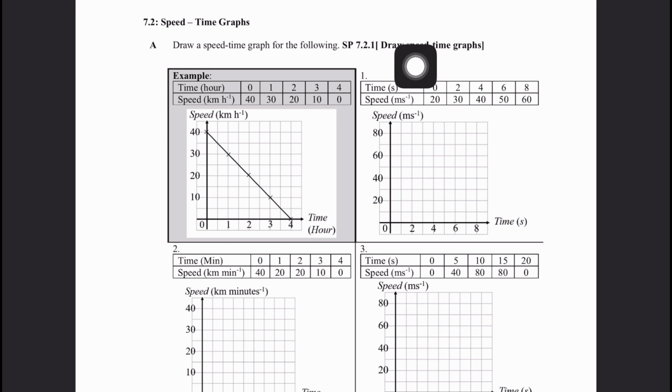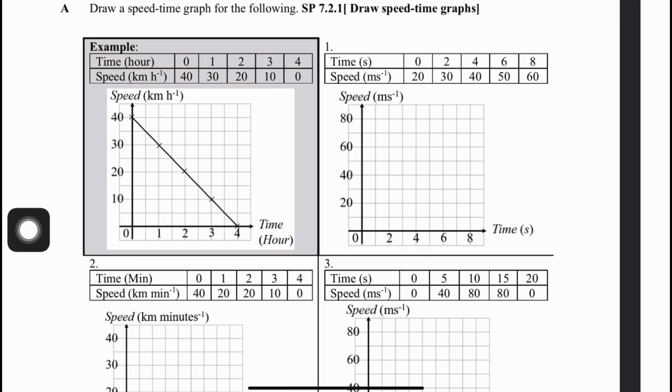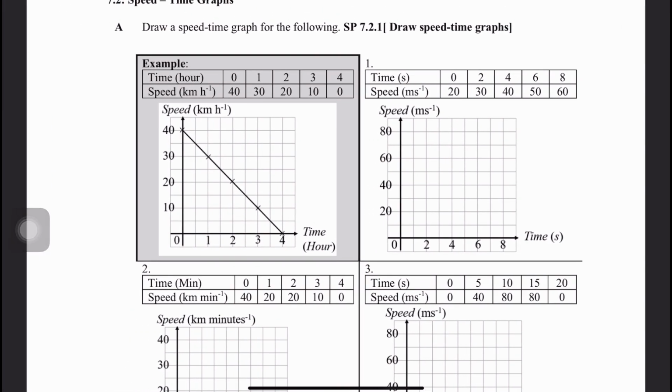So take a look at this example. You have time and speed. Usually speed is located on the y-axis, and time, hour or second or minute, will be on the x-axis. The plotting is just the same as the previous subtopic. You just plot the points and then you can connect them with a straight line.